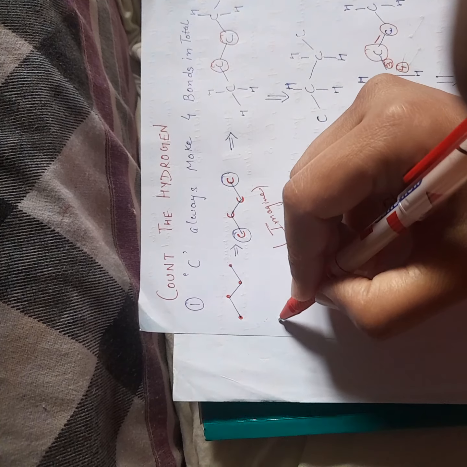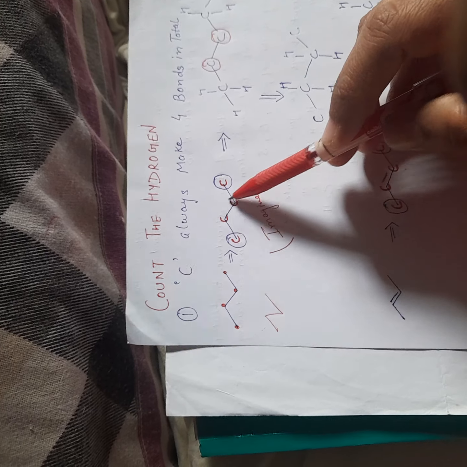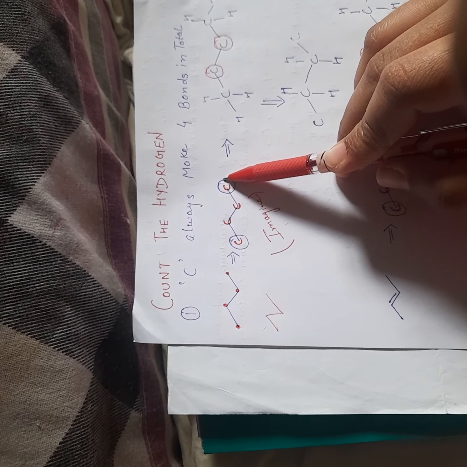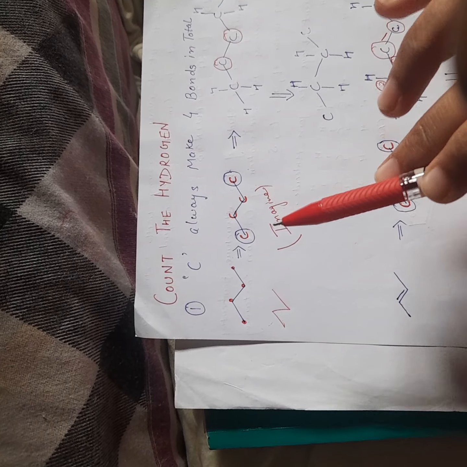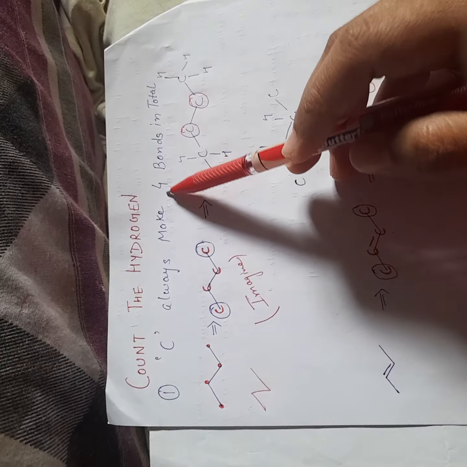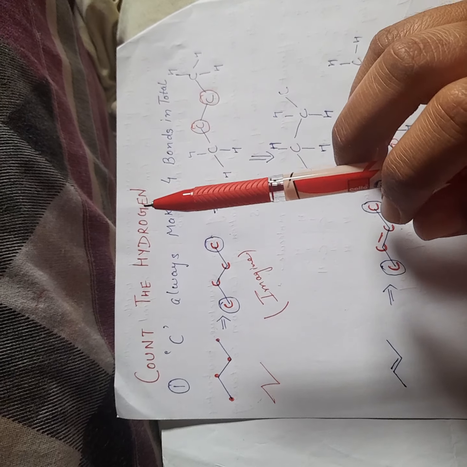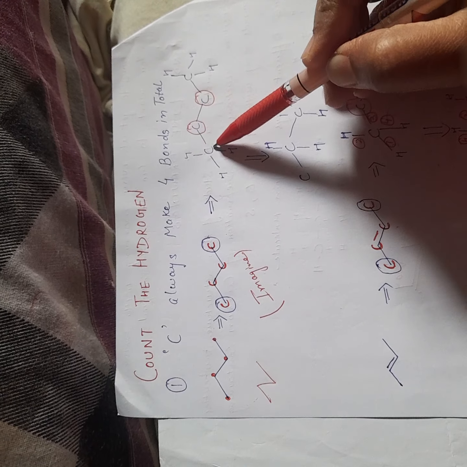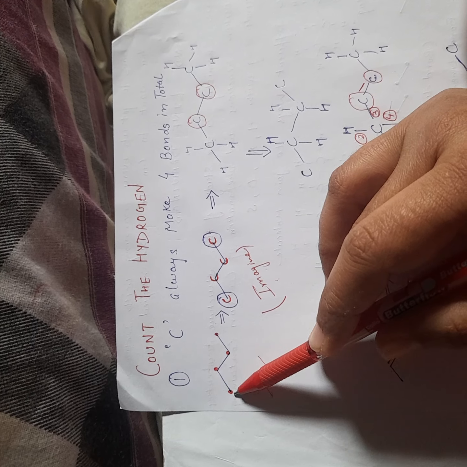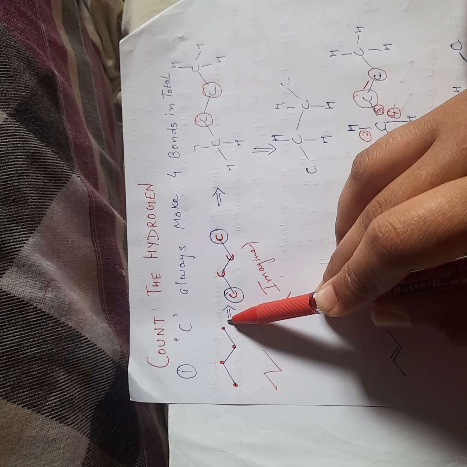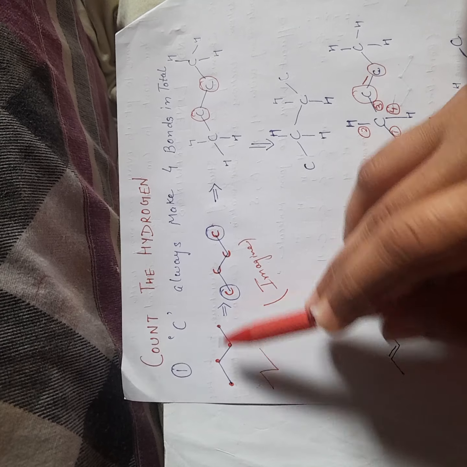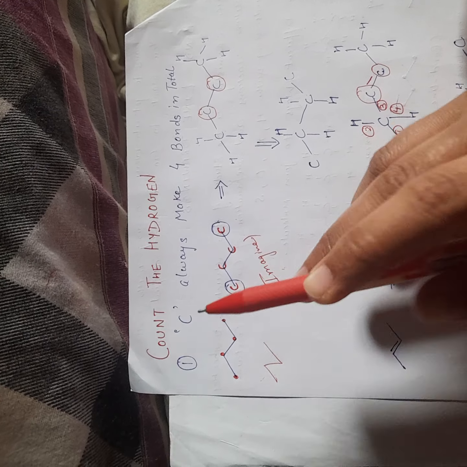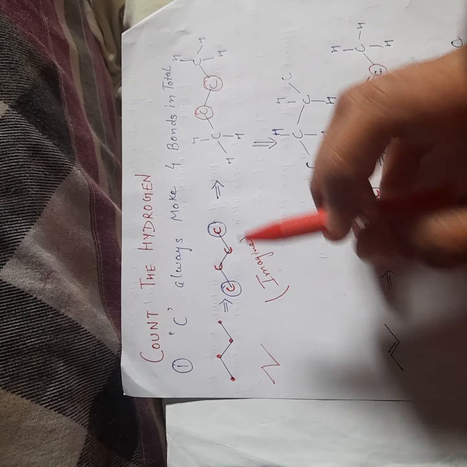Later on, you have to imagine the molecule this way only. First, you locate the carbons. Around the carbons there will be hydrogen. Carbon always makes four bonds in total. That's why the terminal carbons, where the chain ends, are called terminal carbons.